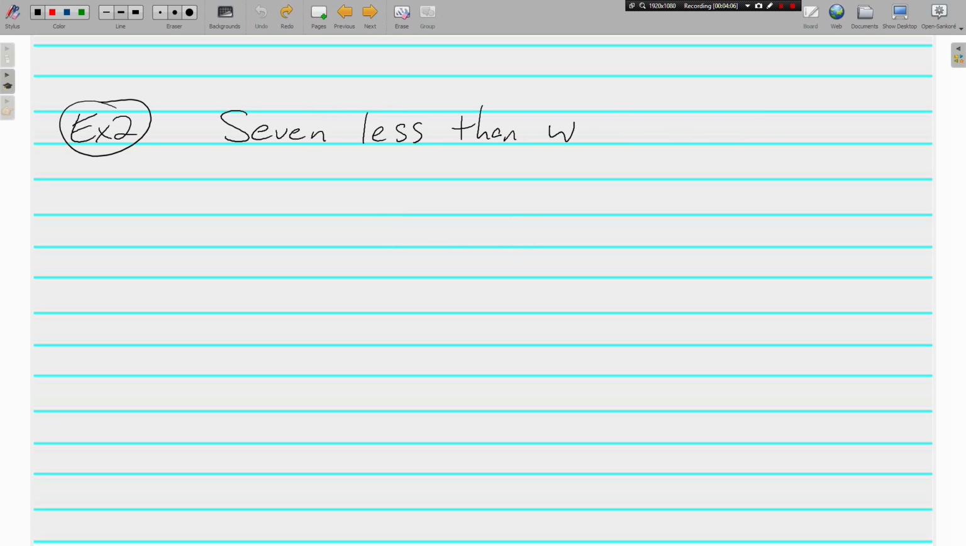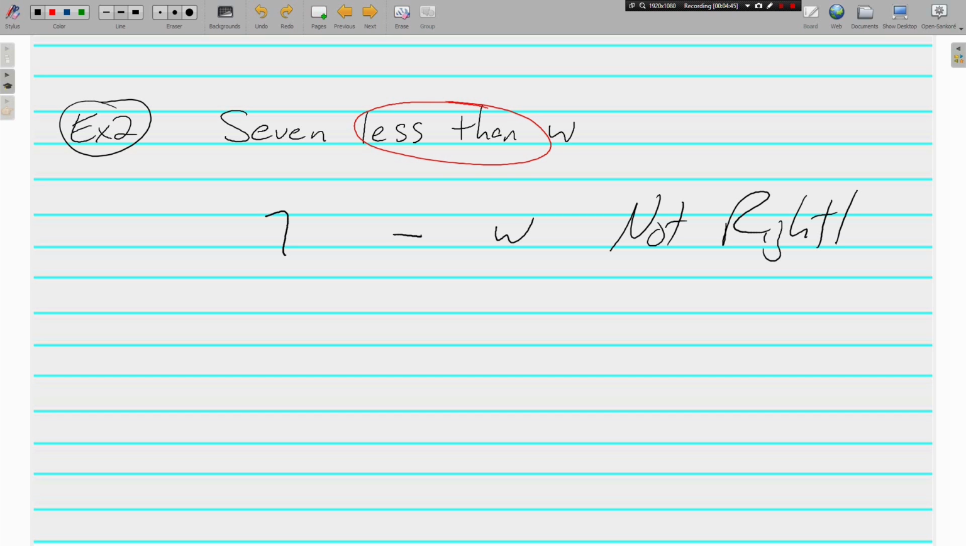Another example, 7 less than w. Okay, again, our clue is right here. The less than has to do with subtracting. Now you have to be careful with subtracting. You know that subtraction is not commutative, which means you can't change the order and get the same answer. So it's really important that you put this in the right order. Most people are going to make the mistake. They're going to say, oh, there's 7, so I'll write down 7, and then less than gets a minus sign, and then w. And then they're going to be done. But this is not right.